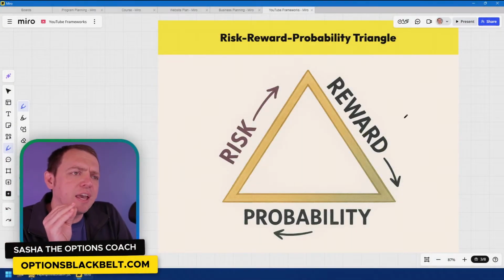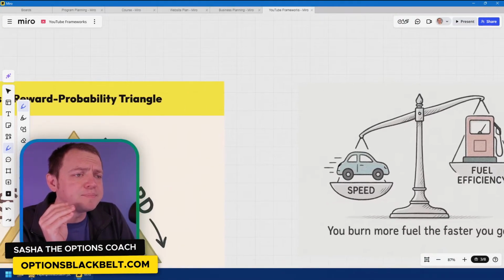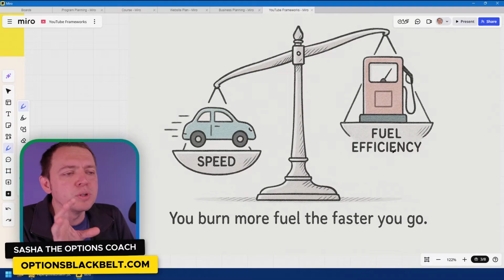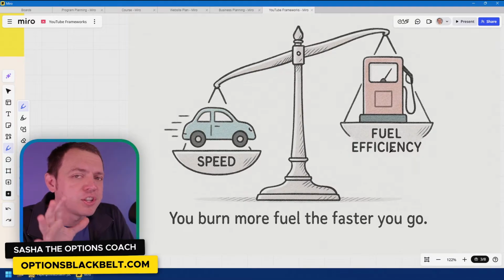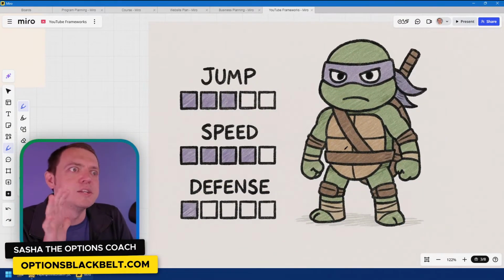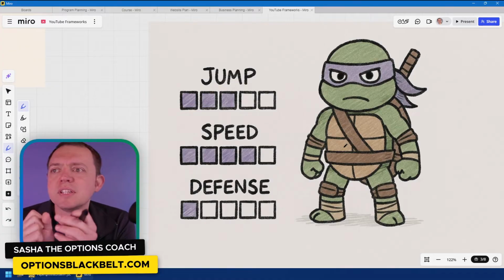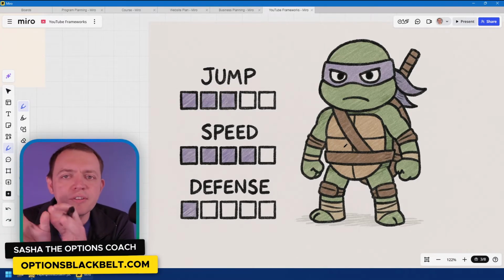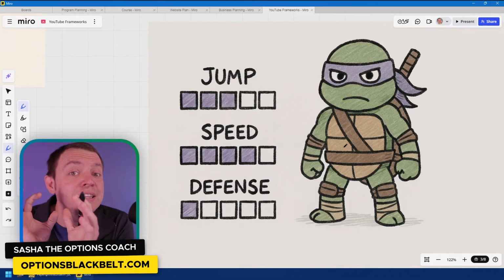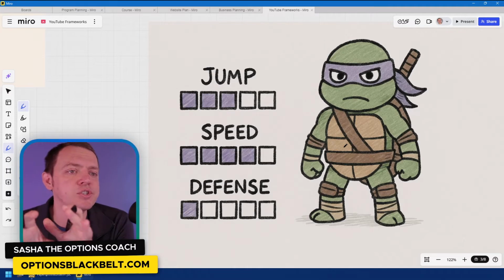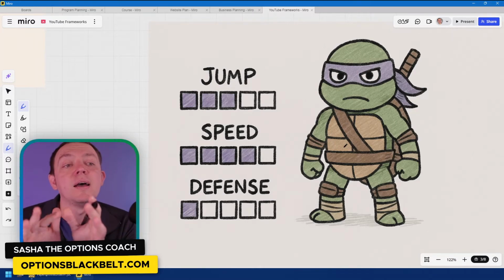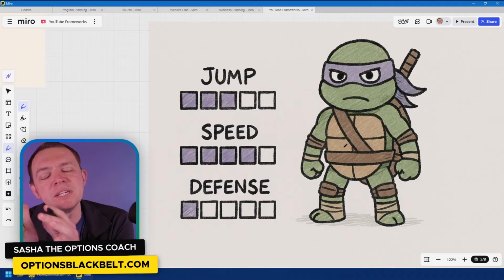Think of it like a driving example. If you want speed, if you want to go faster, you're not going to get fuel efficiency because you're going to burn more fuel the faster you go. The same principle applies to video games. Take a Ninja Turtle video game, where you can apply a certain number of tokens or points to different character abilities. You can't apply the maximum to everything because you have a limited number of them. You can apply a bunch to jump or a bunch to speed, but then you're not going to have any defense. Or you could apply a lot to defense, but then you might not get as much speed or jumping ability.